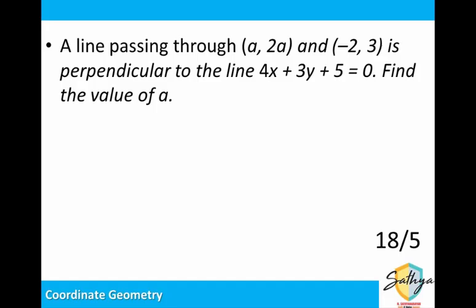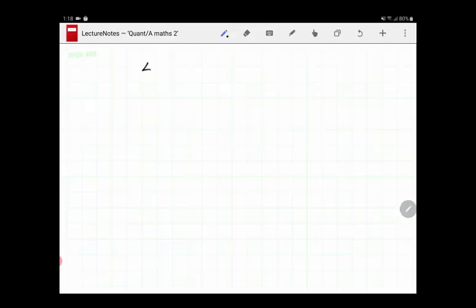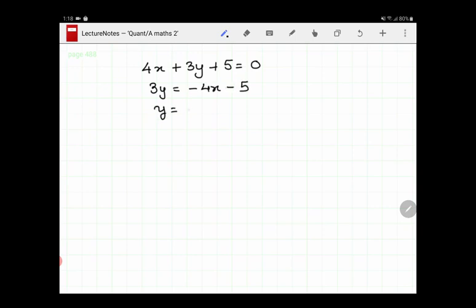Next problem. It says that a line passing through (2a) and (minus 2, 3) is perpendicular to the line 4x plus 3y plus 5 equals 0. I need to find the value of a. So the given line is 4x plus 3y plus 5 is equal to 0. So I can say 3y is equal to minus 4x minus 5, or y is equal to minus 4 by 3 into x minus 5 by 3. Why did I do this? I'm converting into the format y is equal to mx plus c. So here I get the slope m is equal to minus 4 by 3.